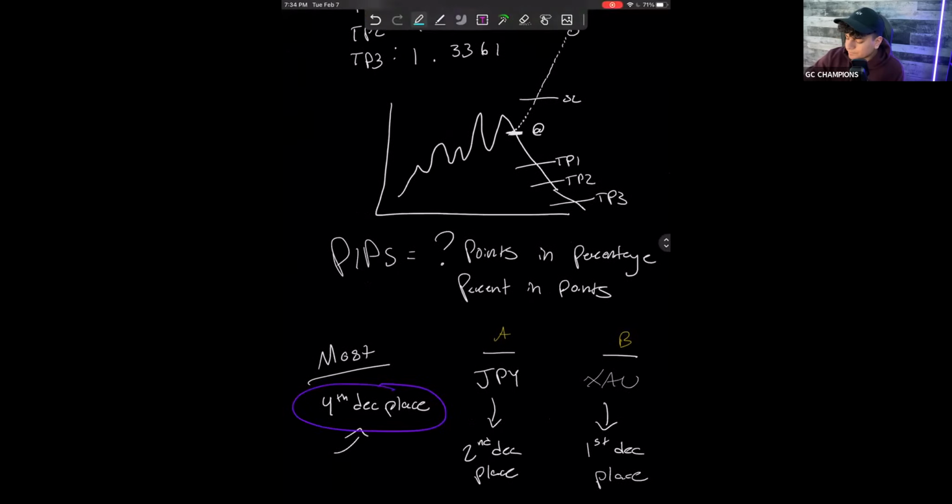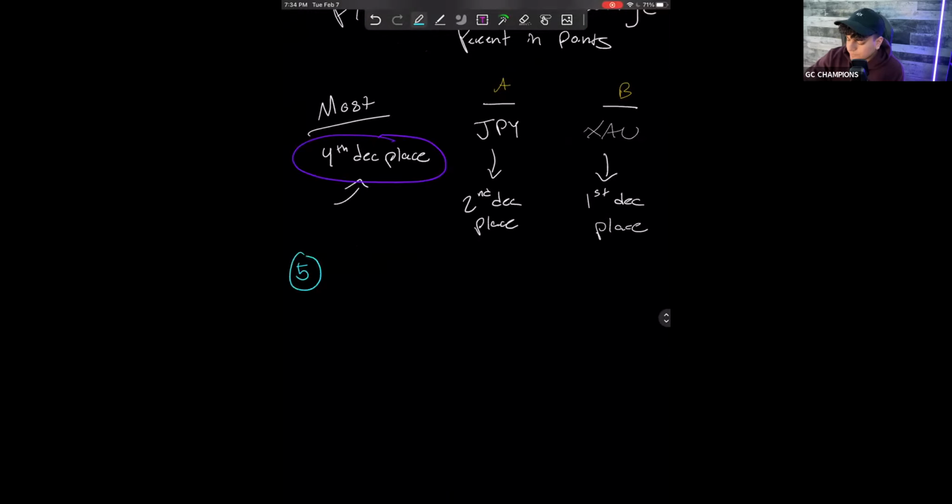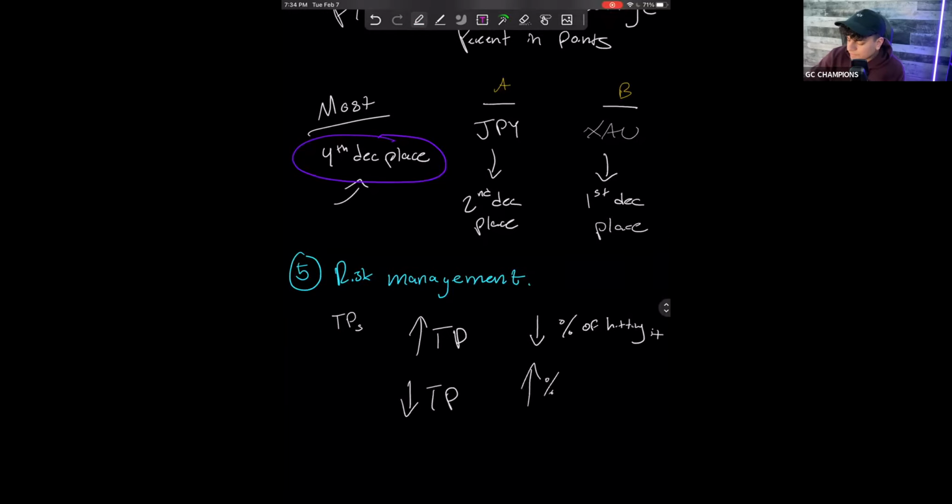number 5, is risk management. The first part of that is knowing your take profits. The higher the take profit, the lower the percentage of hitting it. The lower the take profit, the higher the percentage of hitting it. Just a general rule for all of you.